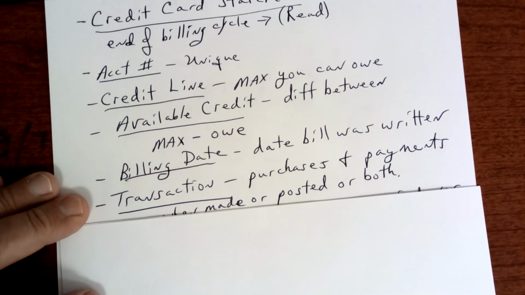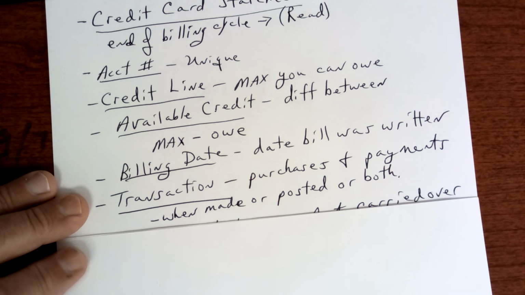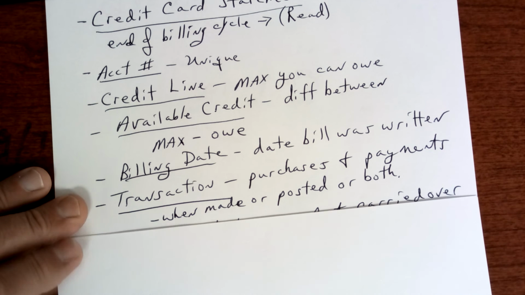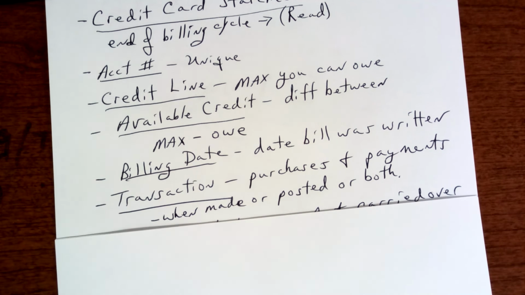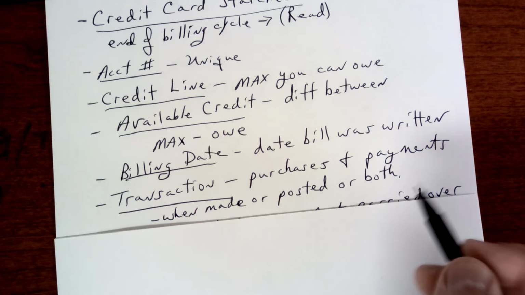Transactions, purchases, and payments, when made or posted or both. In other words, when you buy something, say off of Amazon, then sometimes they list the purchase date or when it posted with the credit card company. And some of them list both. It's a good idea to have both if you can. So underline that.